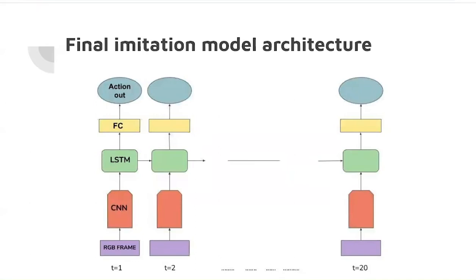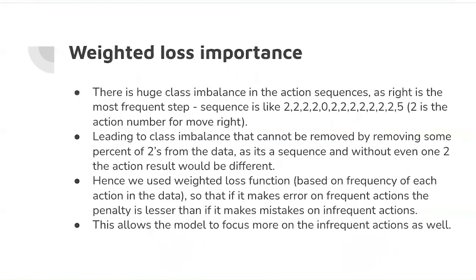From the bottom, an RGB frame of the game is passed to the CNN layers that process visual features, and the output from them is passed to the LSTM memory layer that helps in maintaining the temporal state of the game. Further, it is passed to the fully connected layers before outputting the actions.